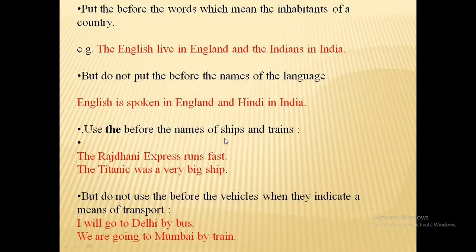Use the before the names of ships and trains, as in the Rajdhani Express runs fast, the Titanic was a very big ship. But do not use the before vehicles when they indicate a means of transport, as in I will go to Delhi by bus. We are going to Mumbai by train. So whenever they are referred to as a means of transport, we don't use the article the. But when we name them, we should use it before the proper noun, as in the Rajdhani Express, the Titanic.